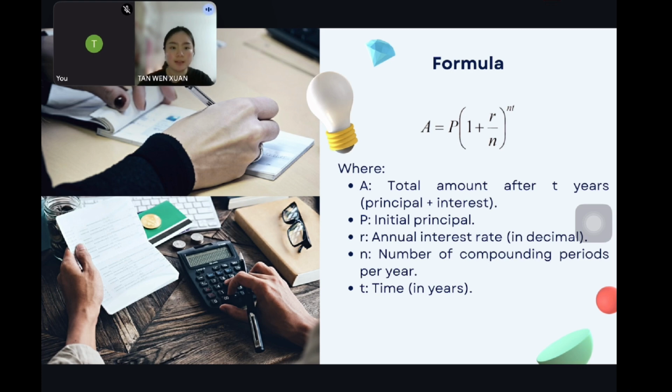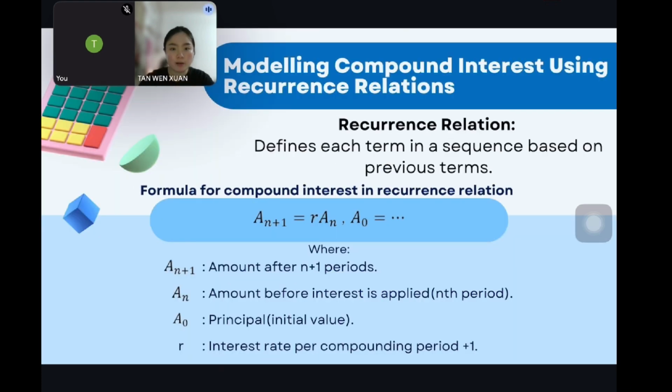Besides that, compound interest can also be modeled using recurrence relations. A recurrence relation is a relationship where each item in a sequence is defined as a function of its previous term. When applied to compound interest, this type of relation helps us model how an investment grows over discrete time periods, showing a gradual increase in its value.